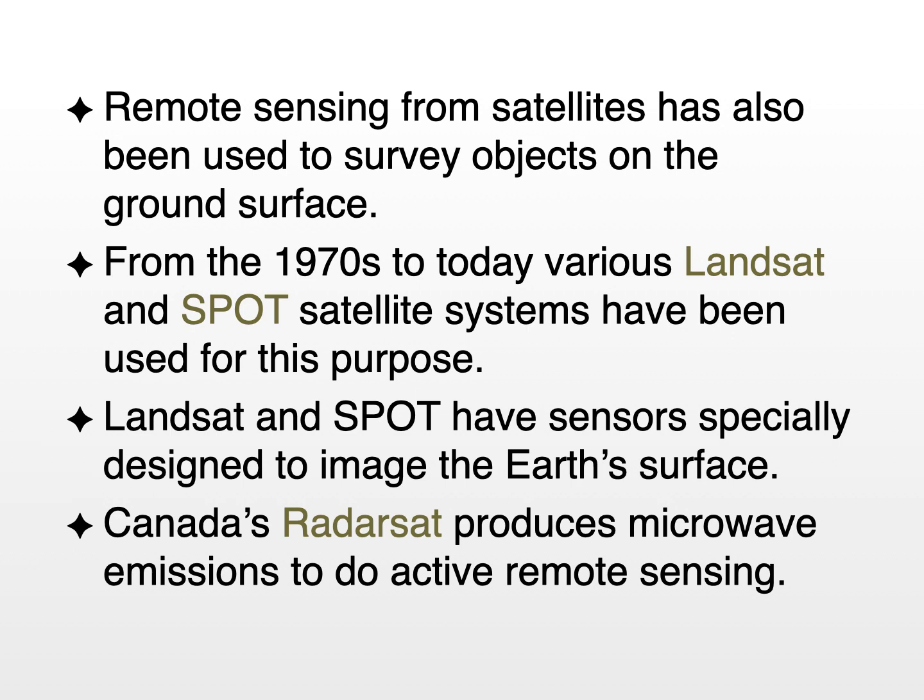Remote sensing satellites also have been used to look at other types of objects on the ground surface, not just weather features. In the 1970s, a series of satellites were launched into the atmosphere to observe what was going on at the ground surface. There was the American series called Landsat, and France sent up a set of satellites called Spot. Both Landsat and Spot sensors were specially designed to image features on the Earth's surface. Canada has even sent up its own remote sensing satellites, a series of satellites called RadarSat, and these use microwave emissions to do active remote sensing. And their primary use is to monitor ice flows on the east coast of Canada.